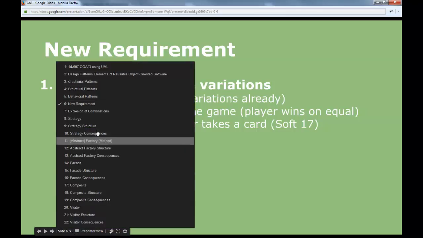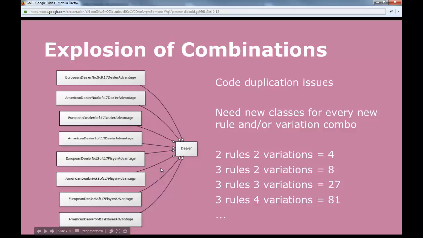Well, we could, of course, try to use the same approach as we did. Have the dealer class and just do abstract operations for this, use polymorphism, and implement different variations in subclasses. So in this case, we would have the class for European dealer, not soft 17 dealer advantage, and we would have American dealer, not soft 17 dealer advantage, European dealer, soft 17 dealer advantage, and so on and so forth.